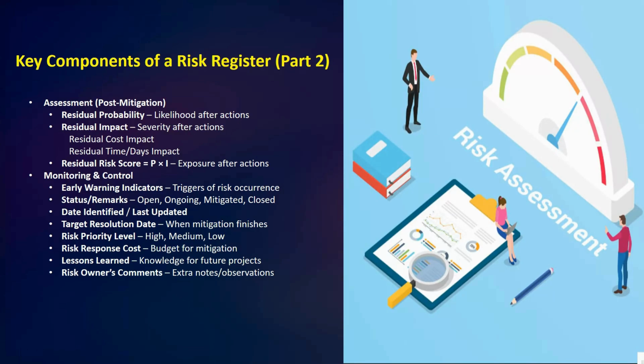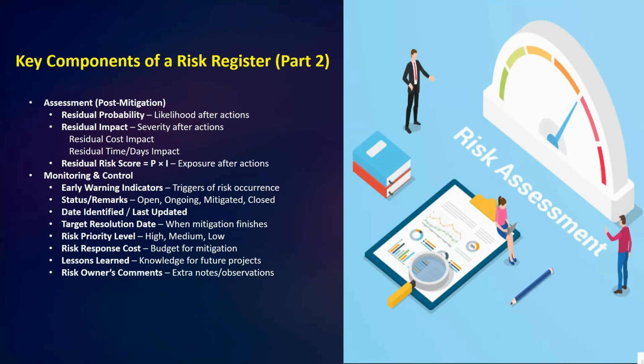Next, we have the monitoring and control section. Under monitoring and control, we can see we have early warning indicators. Okay, then status or remarks, then date identified, last updated. You can see target resolution. Okay, so risk priority level, risk response cost, lessons learned, risk owner, comments, etc. So this will be at the last, we will have some more columns for monitoring and controlling.